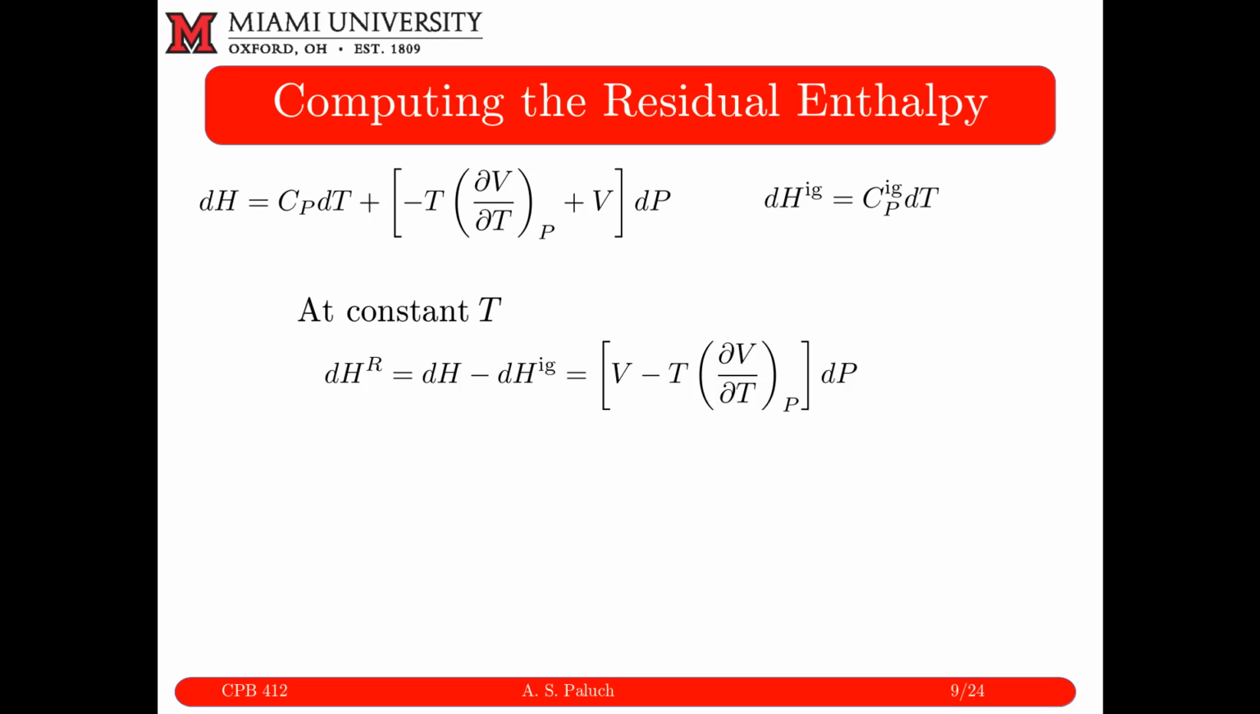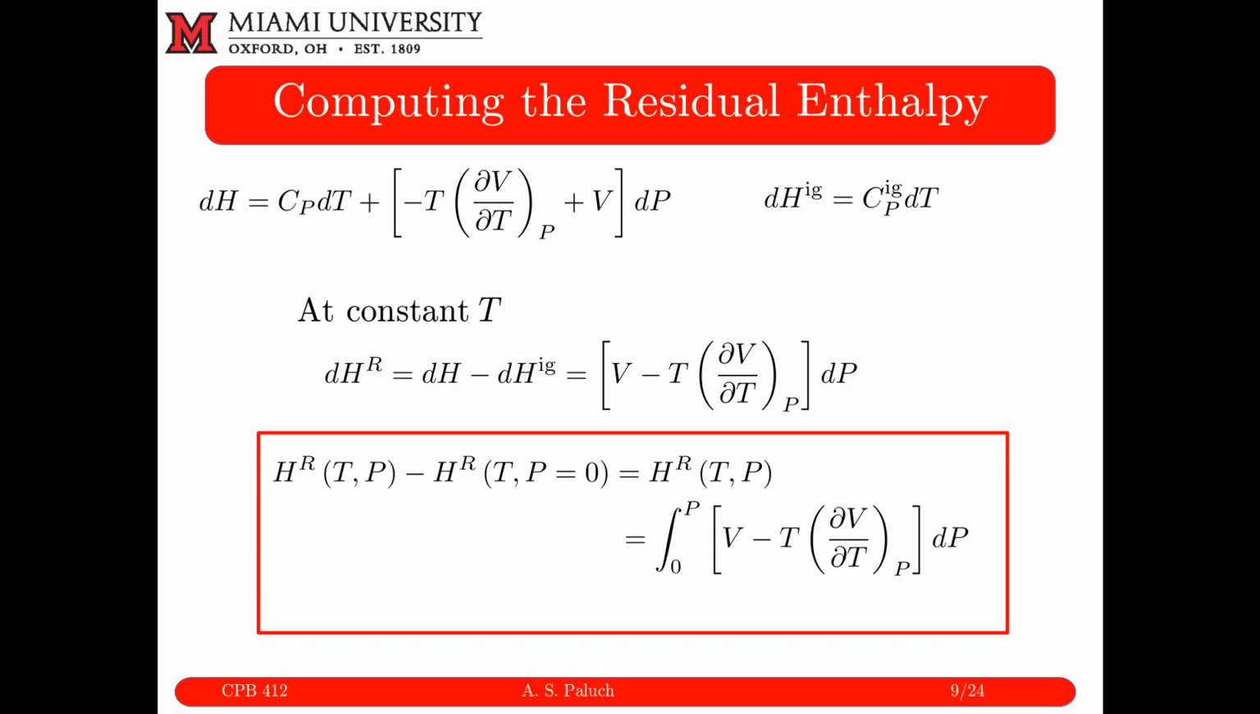Okay, so the trick to evaluating this numerically is, we say, let's take this and let's integrate from the limit that P equals 0 to my pressure of interest. I integrate from the limit that my pressure is 0 because at constant T, in the limit that P goes to 0, I approach the ideal gas limit. Okay, so I integrate all of my expressions from P equals 0 to P. Okay, so that gives me HR at T and P relative to HR at T and P equals 0.